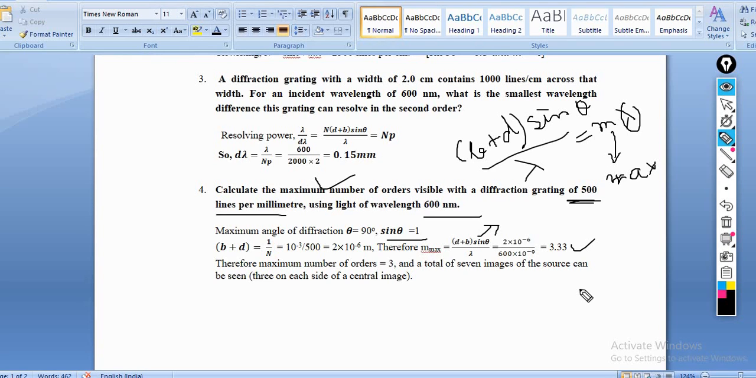So here the maximum order is 3, and you even get a part of the next order, so 33% after the third order. One can get 33% of the fourth order.